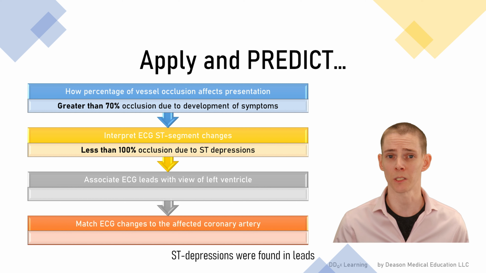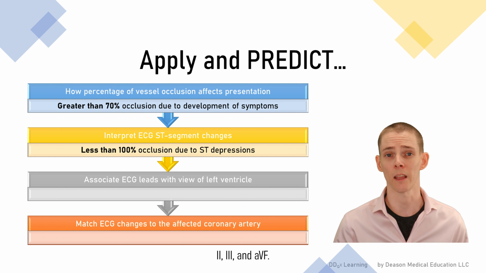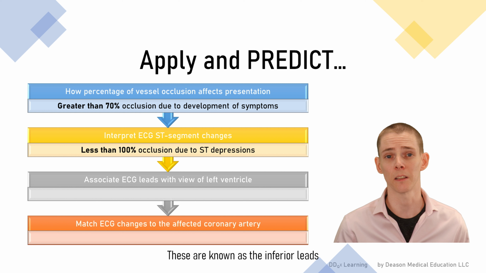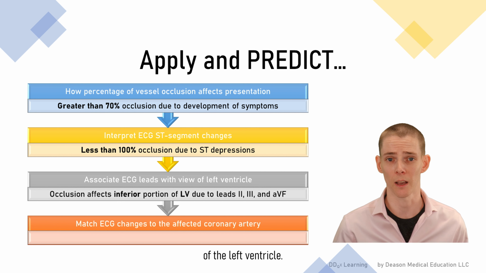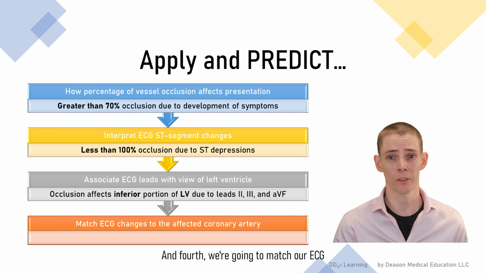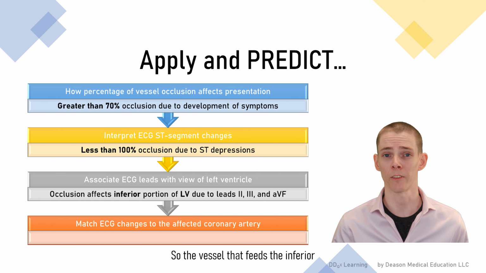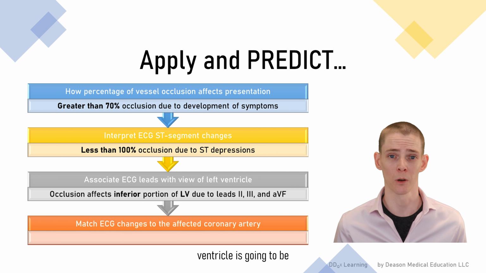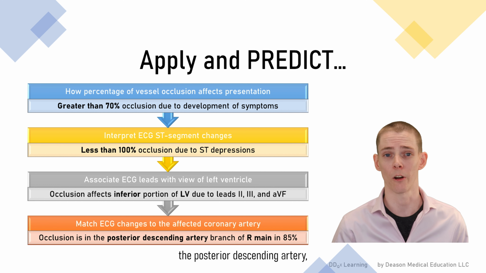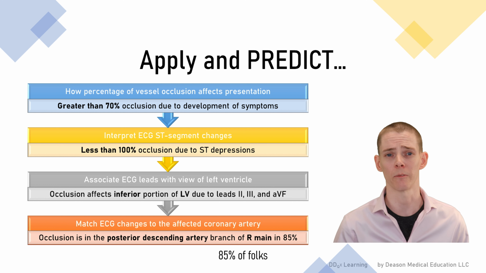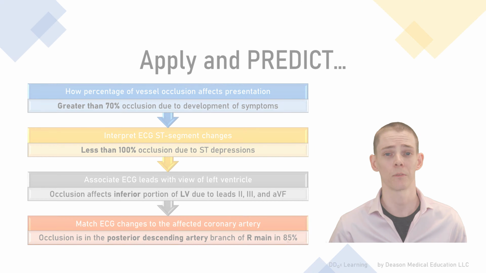Third, how do the affected ECG leads relate to the anatomy of the left ventricle that's affected? So, our ST depressions were found in leads 2, 3, and AVF. These are known as the inferior leads because they are associated with the inferior portion of the left ventricle. And fourth, we're going to match our ECG findings to the associated coronary vessel. So the vessel that feeds the inferior portion of the left ventricle is going to be the posterior descending artery, which in roughly 85% of folks is going to be a branch of the right main. Occasionally it comes off the left circumflex, occasionally both.